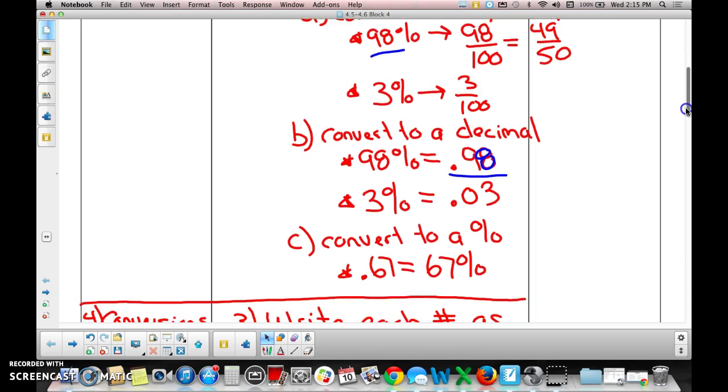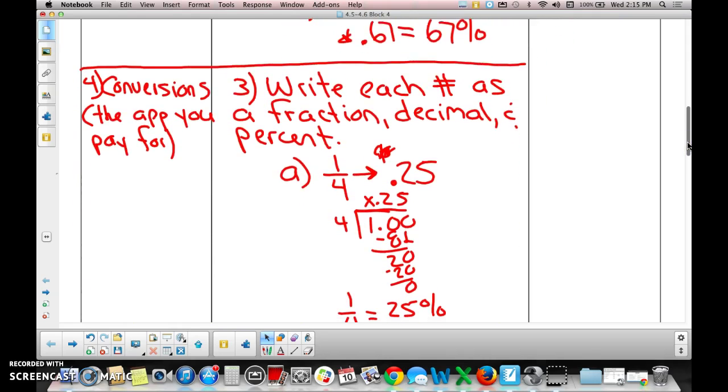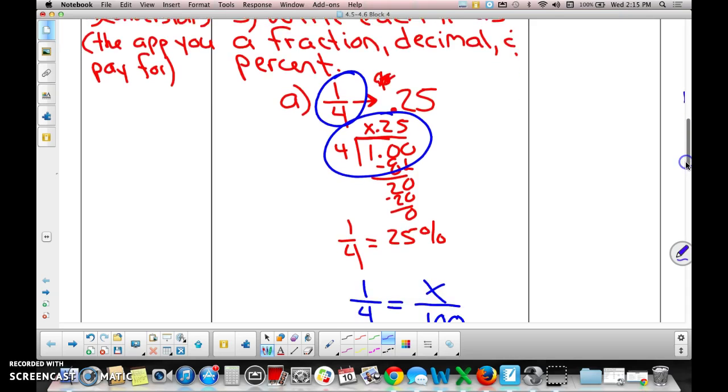We went down then to number 4, conversions, the one you have to pay for. Did you get the connection there? Or the translation? And we talked about the fact that fractions are simply division problems, yes, no? And so 1 divided by 4, if we put it into a division box, works out to be 25 hundredths, even though you guys could do that one in your head because of mental math.